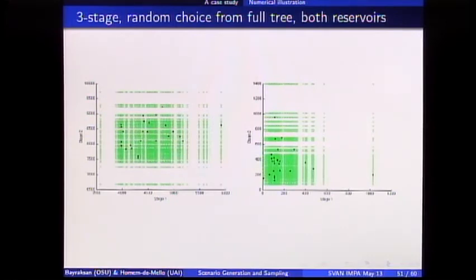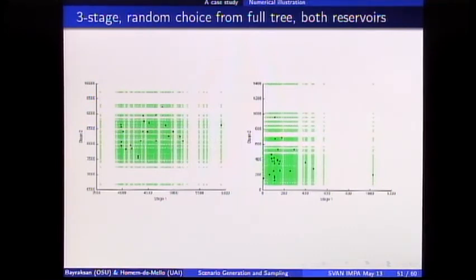So these are the scenarios, the green ones. Remember we had 75 nodes per children, so you can think of this green graph as being 75 by 75, with 75 points on each dimension. The green is the whole tree, and the dots are the scenarios that we are selecting.